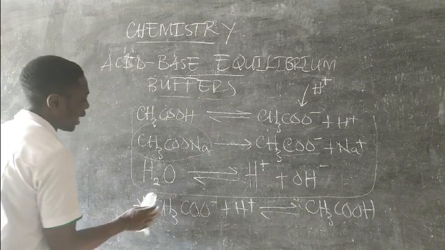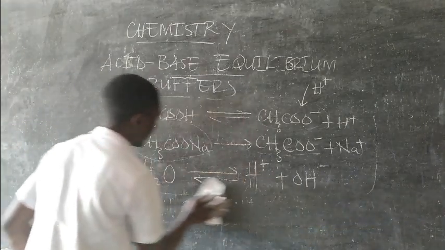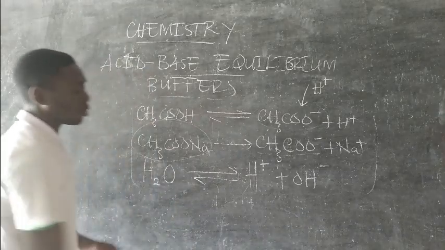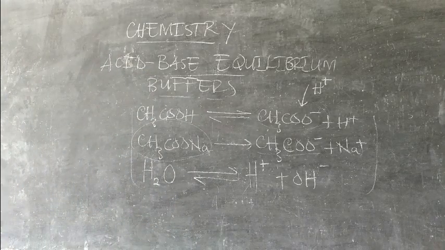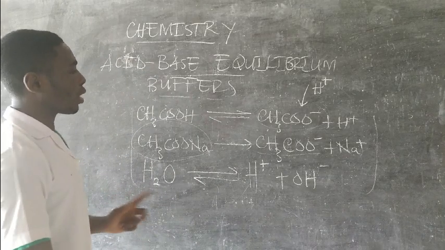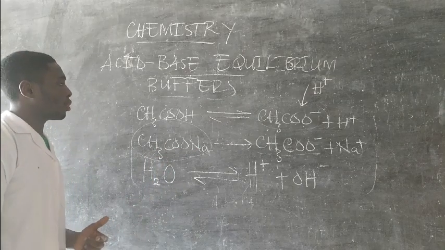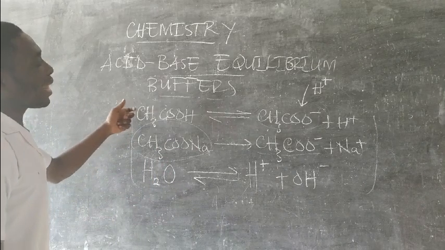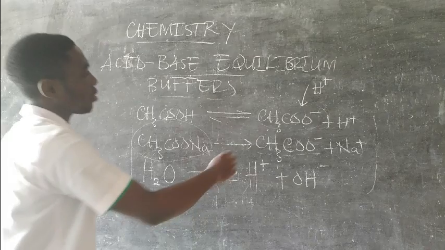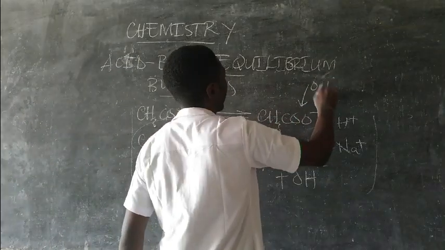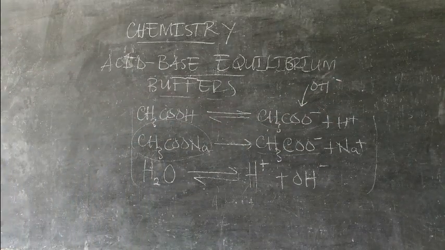And now when an excess of base is being added, what's going to happen? Please remember, we had just one equation, but now when you add an excess of base, there are always two equations you are going to have, no matter the buffer you're using. So when I add an excess of OH minus, what is going to happen?